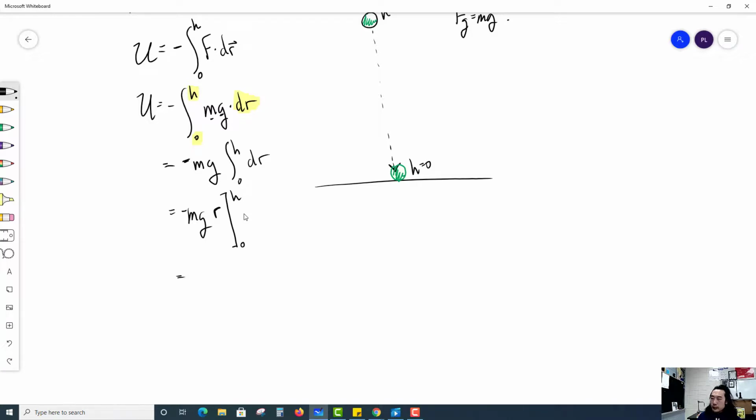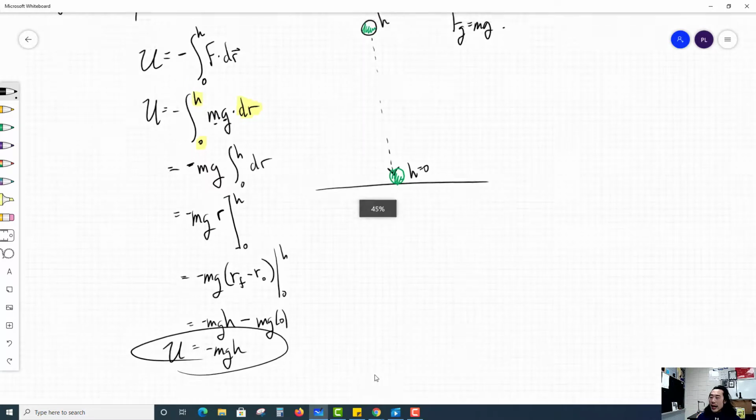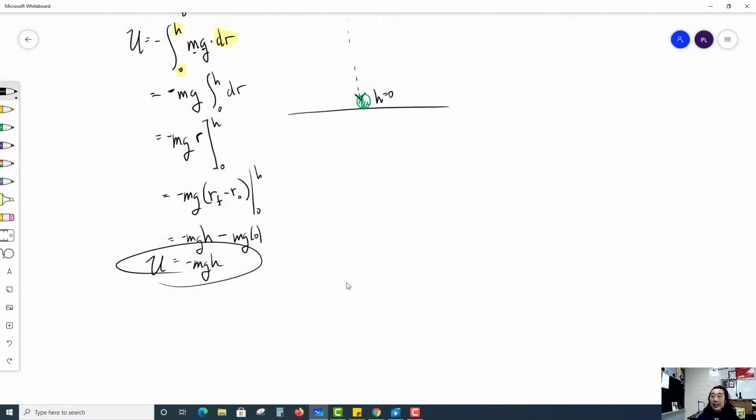All right. So we have negative mg, r final minus r initial, if we're going from 0 to h, and we get negative mg times h minus mg times 0. And mg times 0 just gets us 0, so we get mgh. So potential energy here, we got it. We got mgh. Now that negative just means that the force of gravity will be pulling it down, and so if we were to take a look at the magnitude, we would just say it is mgh.